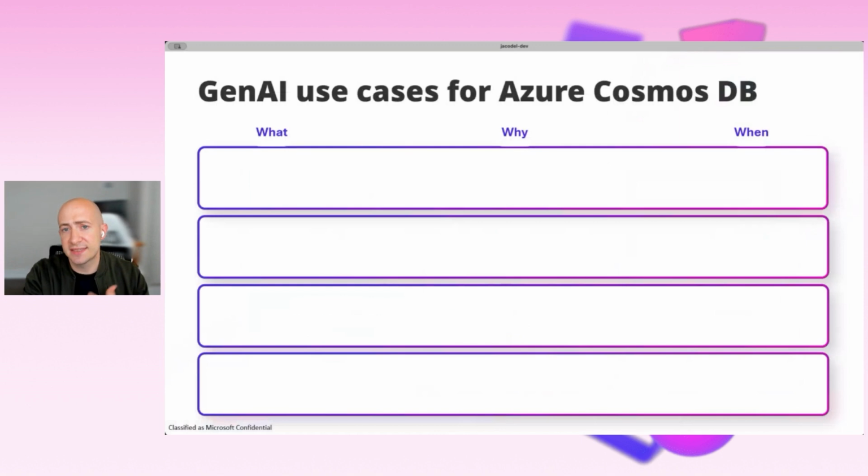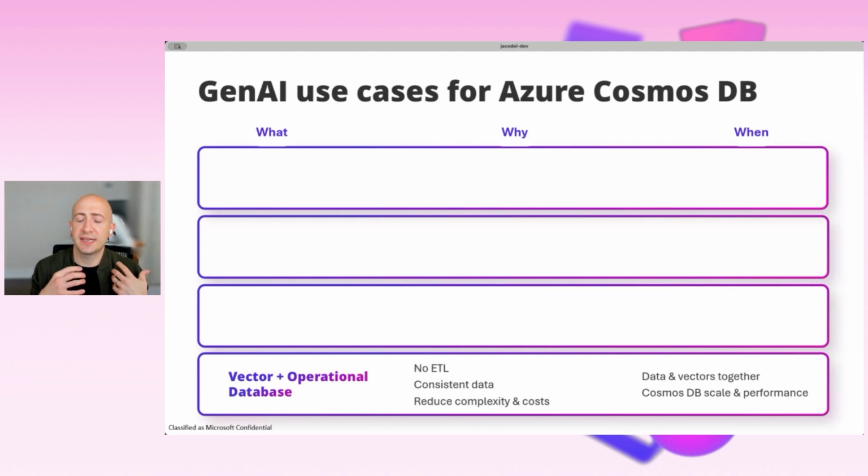So with that in mind, let's talk about some of the use cases for Azure Cosmos DB in GenAI scenarios. First is the idea of a vector and operational database, right? I mentioned that we recently have vector indexing and search in Azure Cosmos DB. So this is really exciting, right? It gives you the opportunity to store your operational data and your vector data together in one data store in one data item. This is really exciting.